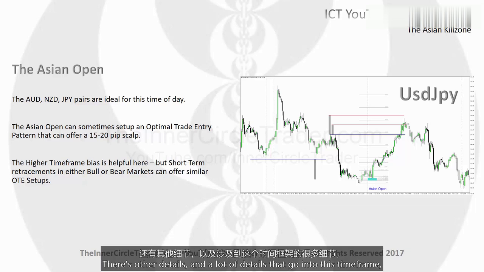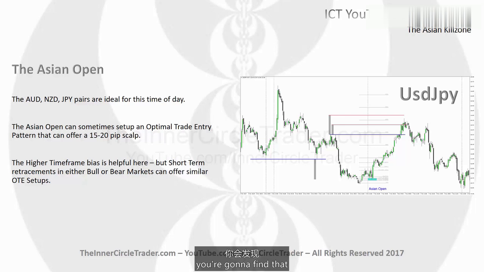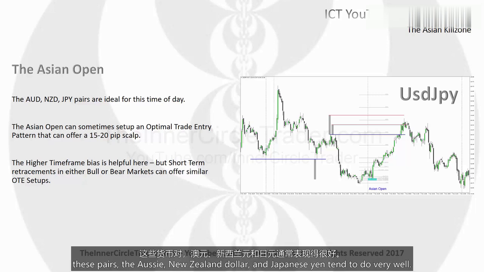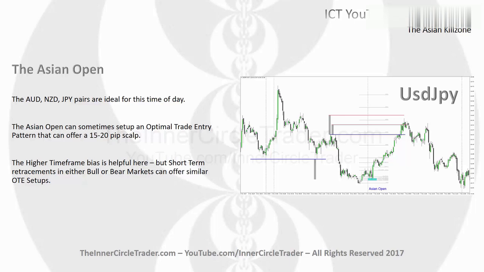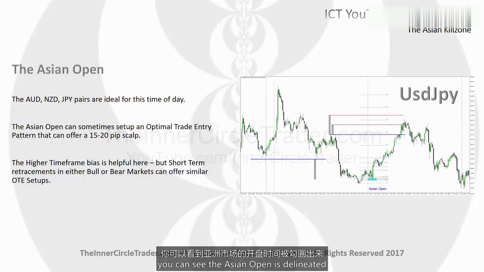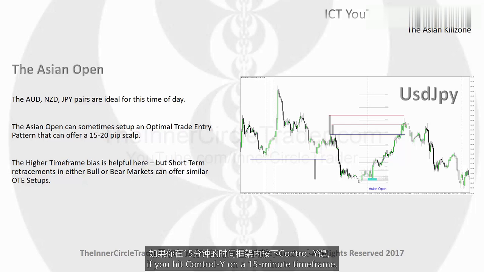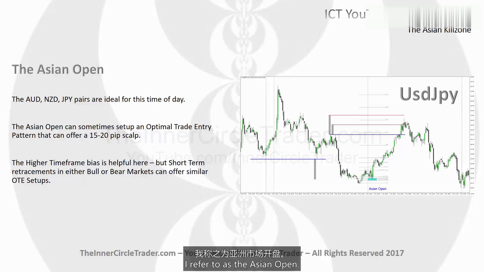There are a lot of details that go into this time frame, but you're going to find that if you are looking for trades in this time of day, these pairs, the Aussie, New Zealand dollar, and Japanese yen, tend to do very well. As you can see here in this example to the right, the Asian Open is delineated here. And if you look at Forex LTD, that's the demo account I teach with, if you hit Control Y on a 15-minute time frame, that vertical line is going to be delineating what I refer to as the Asian Open.